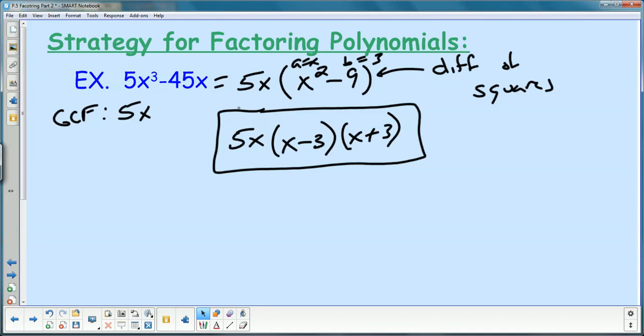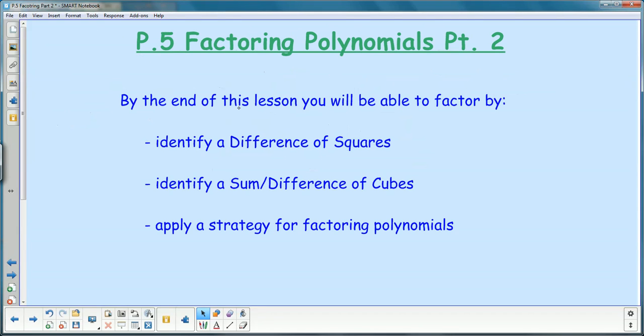All right, so that is all for today's lesson. When we meet together next session, we are really going to look at identifying the difference of squares and the sum or difference of cubes, and then hopefully we'll have time to move on from them to actually practice some. But we need to be sure that we can identify them first.